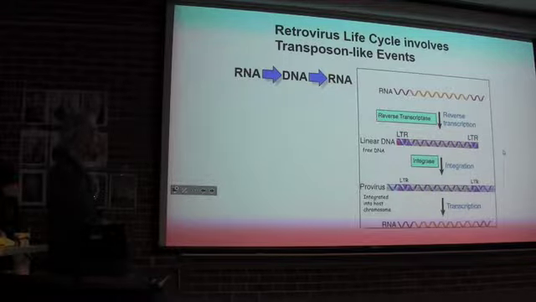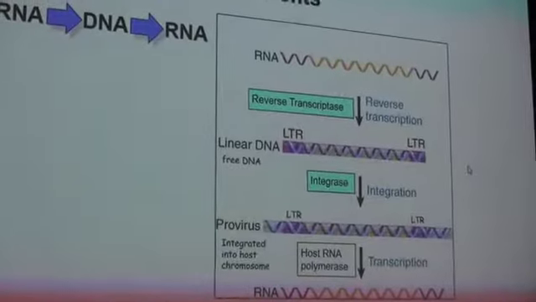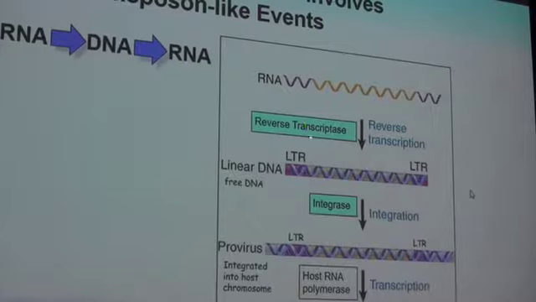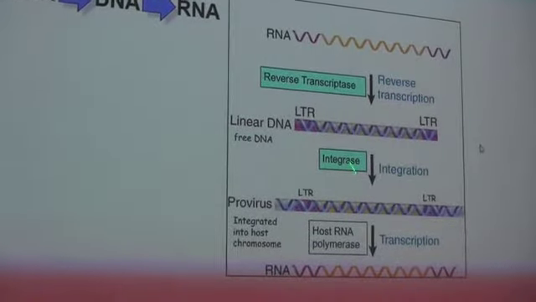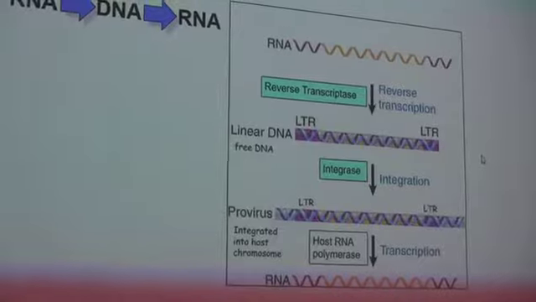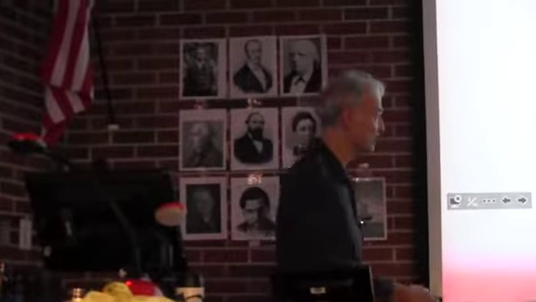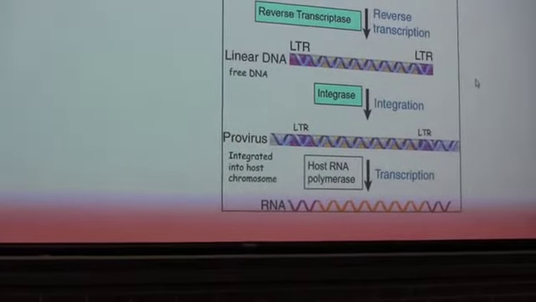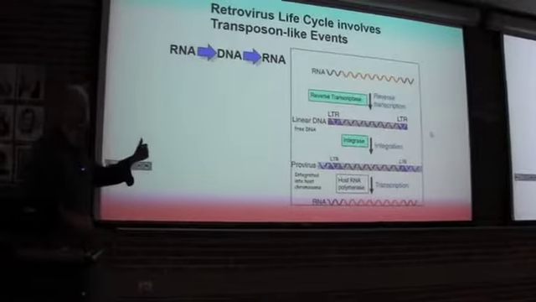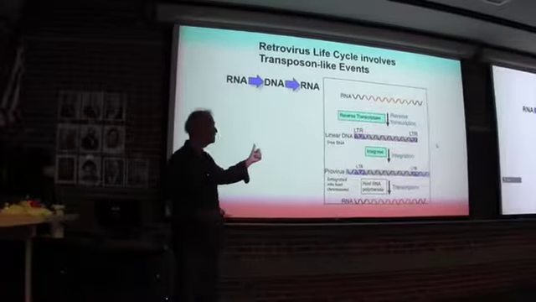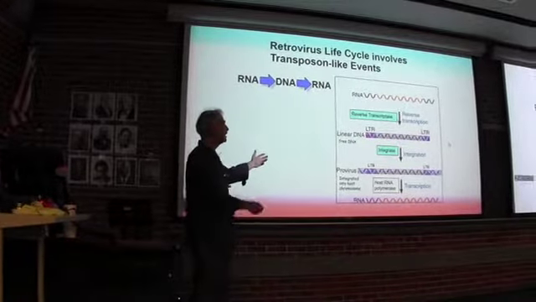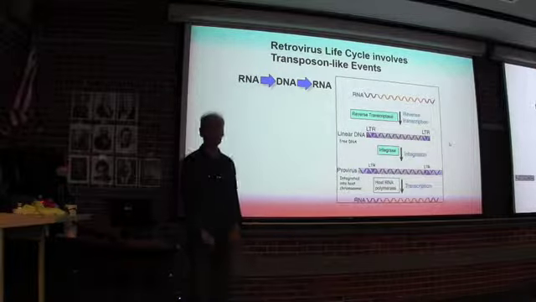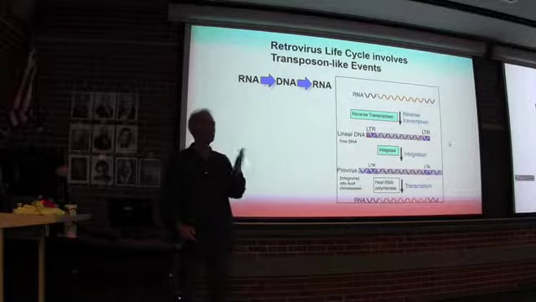Reverse transcriptase, integrase, transcription. These two, in blue-green, are activities that are encoded by proteins made by the virus. And you'll notice the last step is host RNA polymerase actually makes the RNA. This is a favorite question of homework and sometimes appears on exams. You've got to tell me which enzyme does which step. So this is not hard, right? Integrase takes care of integration. What is that analogous to with a DNA transposon?